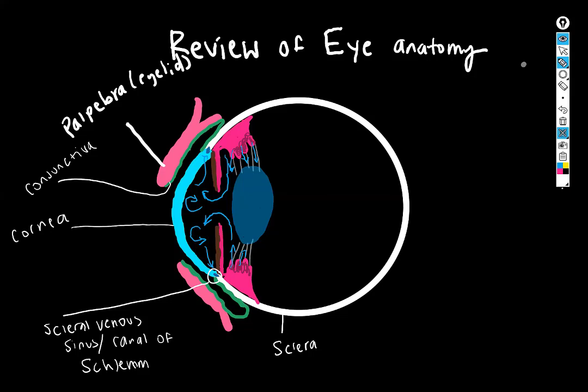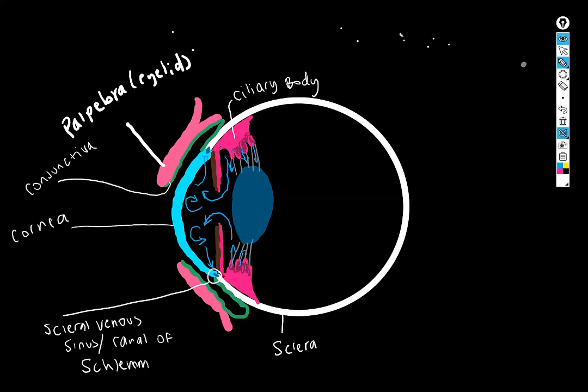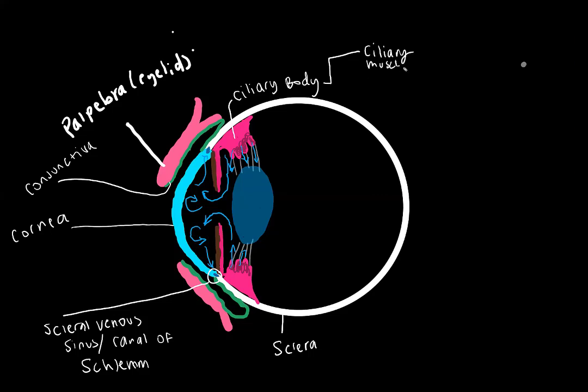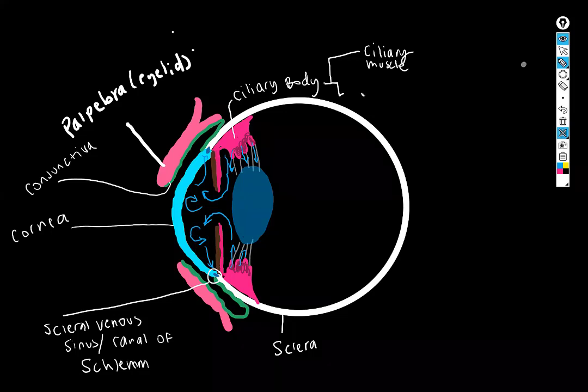So let's continue labeling. So we've got the ciliary body, and I'm going to erase my title because I need some more room here. Ciliary body consists of muscle, ciliary muscle, which is smooth muscle, and ciliary processes, which are the little finger-like projections that produce aqueous humor.